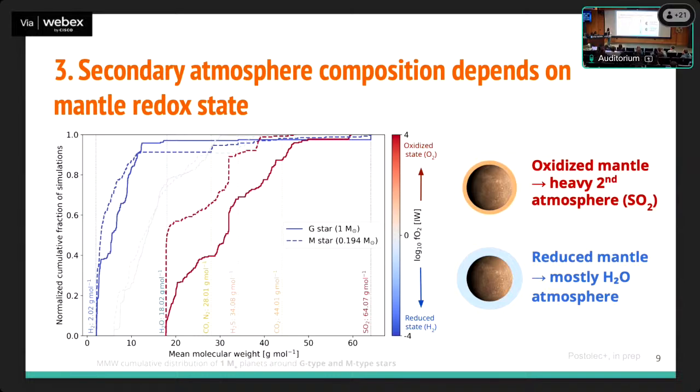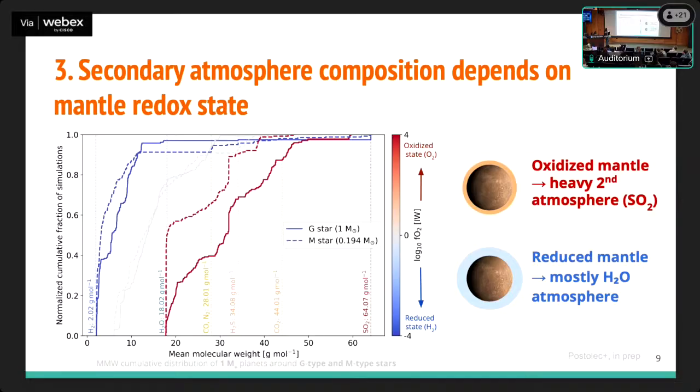I show this for three different redox states of the mantle, which is a measure of the geochemistry of the mantle. I show this for a very reduced mantle with the blue lines, meaning you have a lot of hydrogen in your planet, and a very oxidized case, meaning you have a lot of oxygen in your mantle. Looking at this distribution, if you start with a very reduced mantle, you end up with a very light mean molecular weight atmosphere, mostly H2 dominated. But if you start with a very oxidized mantle, you end up with a very heavy mean molecular weight atmosphere, CO2 or SO2 dominated. That was the first thing I looked at, and this has been shown already in the previous talk during this workshop.